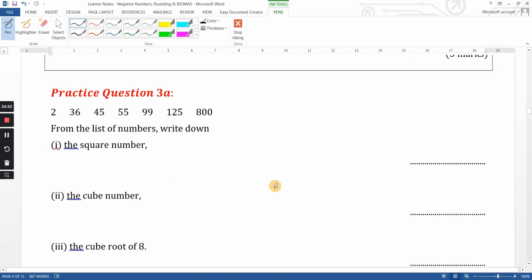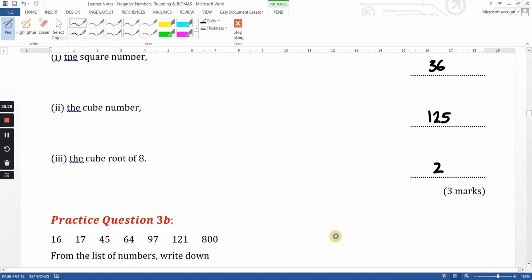So have a go at the next ones yourself. Pause the video, and when you're ready, unpause it. Let's go through the answers then. From the list of numbers, write down the square number. Well, that's going to be 36. The cube number is 125. The cube root of 8, well, that's just 2, isn't it? You don't even need to know which ones are in the list to know that one.